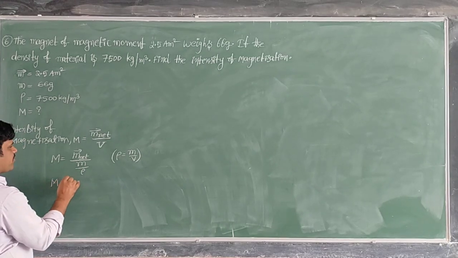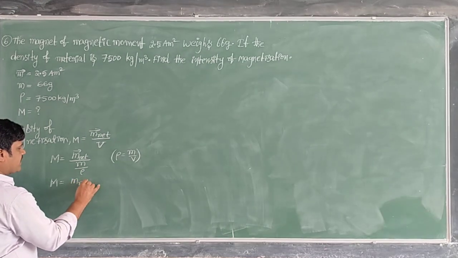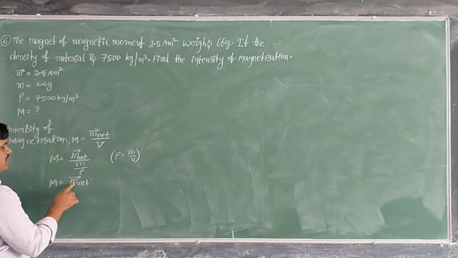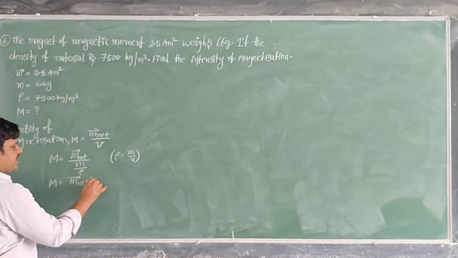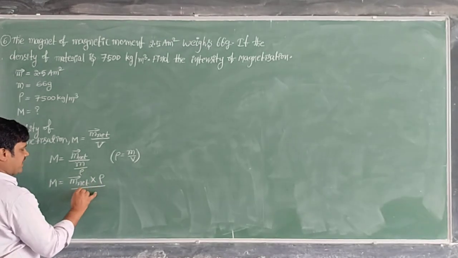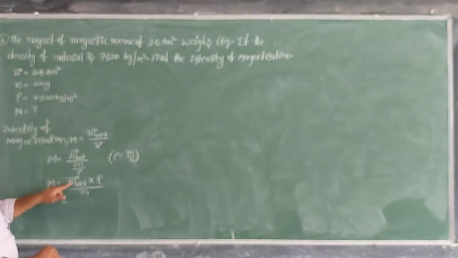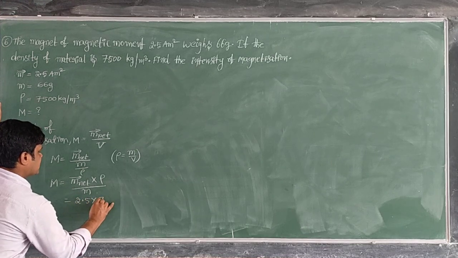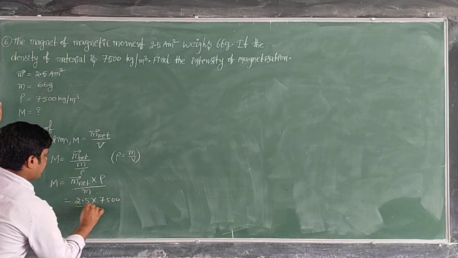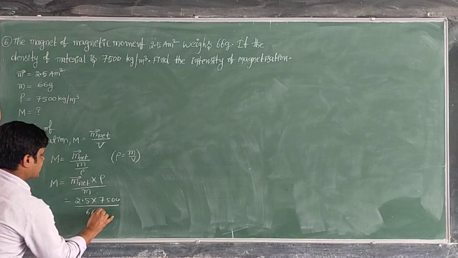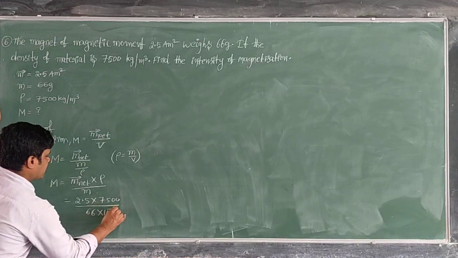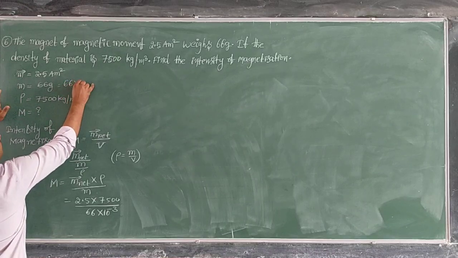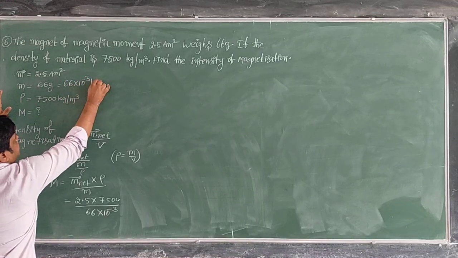So magnetization is equal to magnetic dipole moment into density divided by mass. Net magnetic dipole moment 2.5 into 7500 divided by 66 grams. If you convert grams into kilograms, it means 66 into 10 power minus 3 kg.